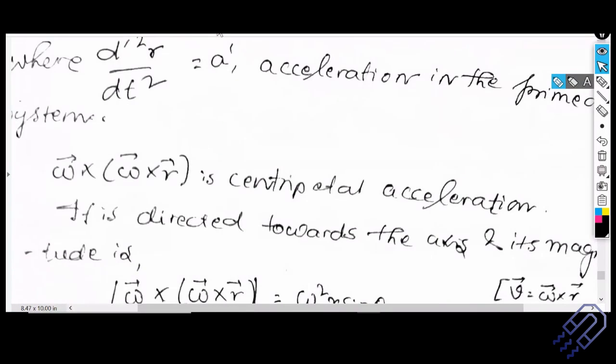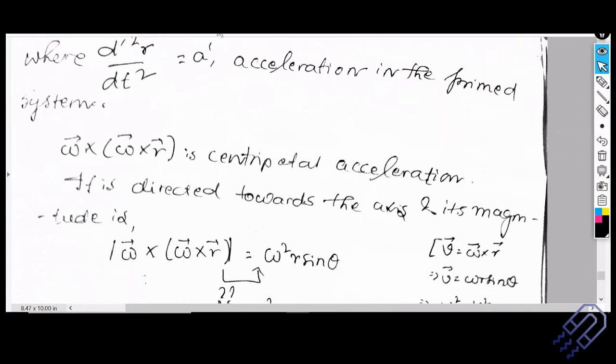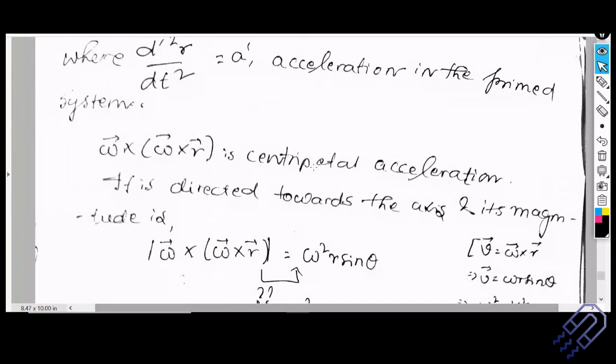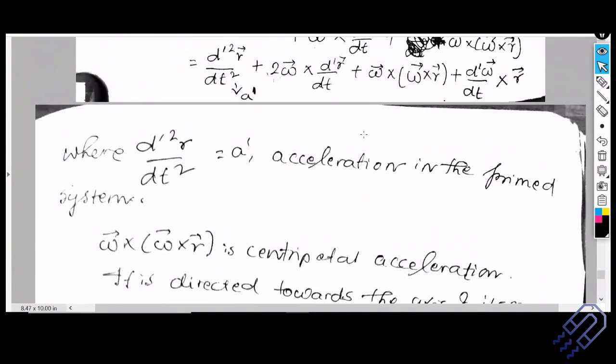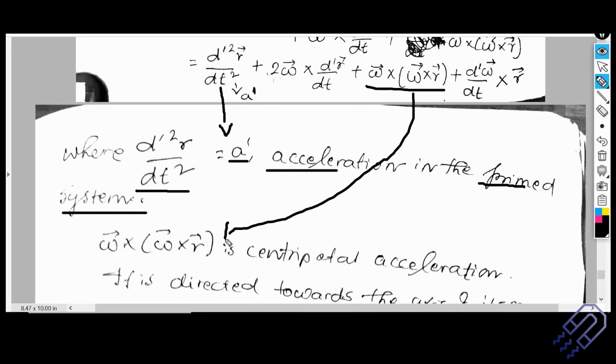I'm just going to discuss some of them right now, and it should not be very complicated. We are considering this equation as the baseline and trying to understand what the 4 acceleration terms represent. If we take this d square r divided by dt square, which is represented by a dash, this particular term is nothing but acceleration in the prime system. Then I have taken another term which you might have come across again and again. This is the centripetal acceleration.